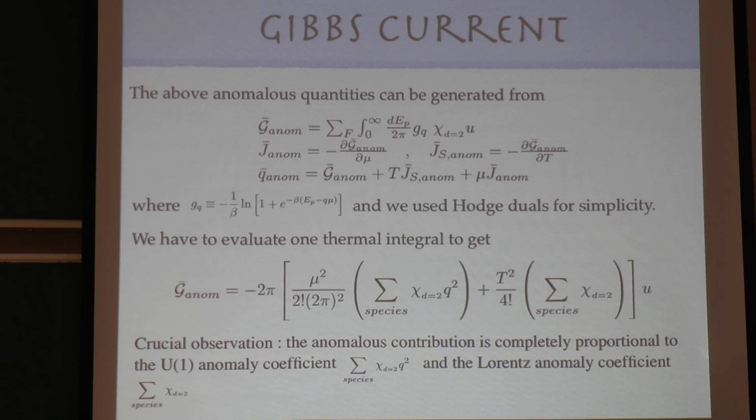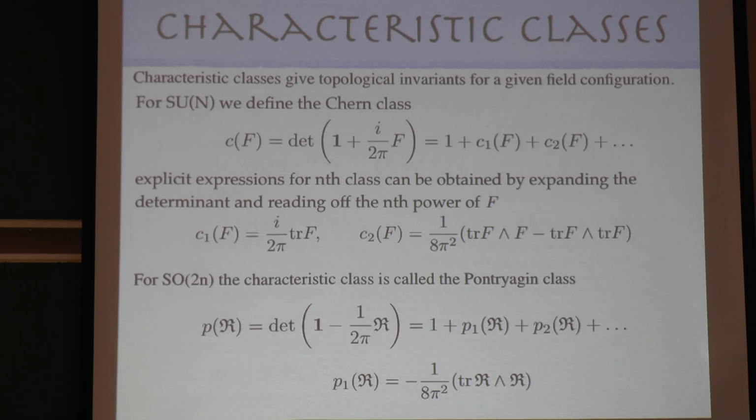Now, one transparency before I tell you the relation between the topology and that object: anomalies can be captured by objects called anomaly polynomials, and they're constructed from the so-called characteristic classes, which are topological invariants. If I formally expand this, I get some functions C1, C2, which are known as Chern classes, and these are examples for the first two, for the F field. Then for the curvature 2-form, I can construct the so-called Pontryagin class, and the first Pontryagin class is given here.